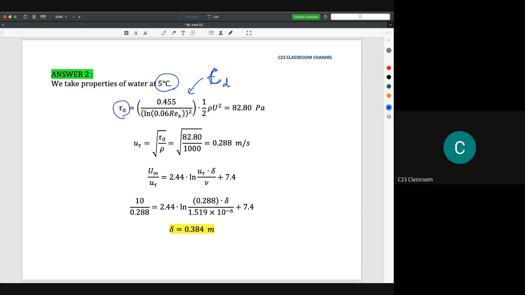And we could calculate tau naught. It is equal to 82.80 Pascal. And then we could calculate the value of u tau. It is the square root of tau naught over rho, and we get around 0.288 meter per second. So we substitute in this equation, and then we could calculate the boundary layer thickness, which is 0.384 meter.